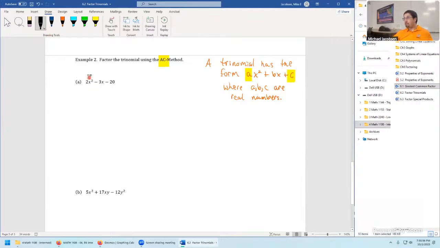In this problem, the a would be 2, the c would be negative 20, and this is how the AC method gets started out. Take the 2 and the negative 20, and we multiply them together to get a negative 40. That's what AC is literally saying, take A times C. So multiply these.